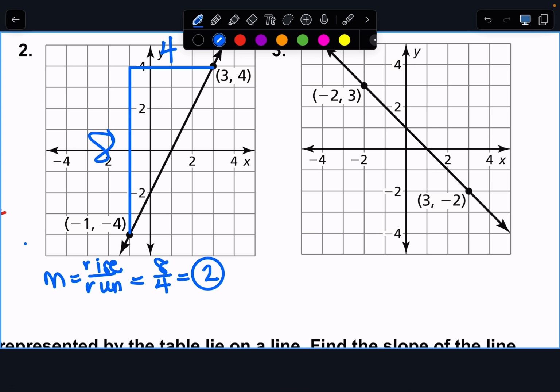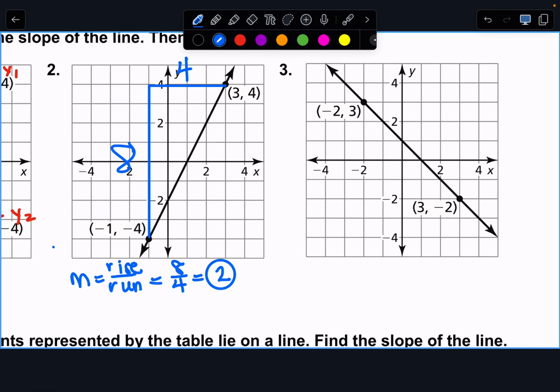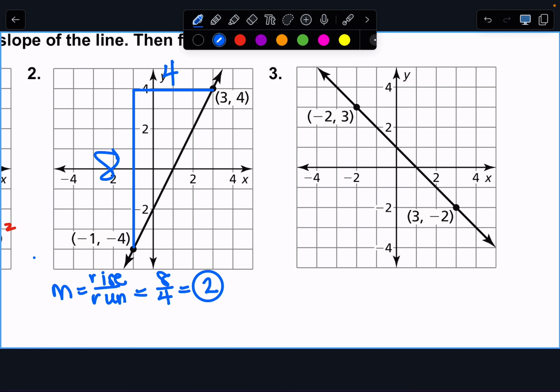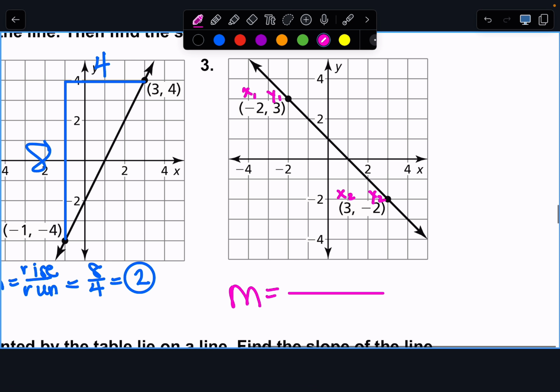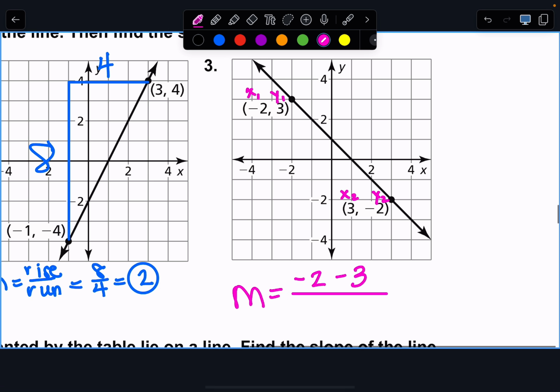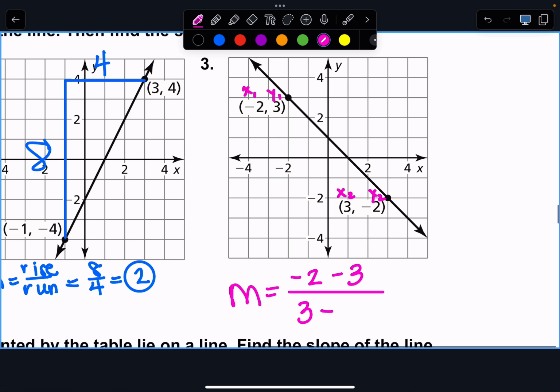Now, let's go to number 3 and let's not use the graph. Let's just use the coordinates. First of all, what kind of a number should we get? Negative. We should get negative slope because it's falling. So I'm going to choose this to be x1, y1, and this to be x2, y2. If I do y2 minus y1, I would have negative 2 minus 3. If I do x2 minus x1, I would have 3 minus negative 2.